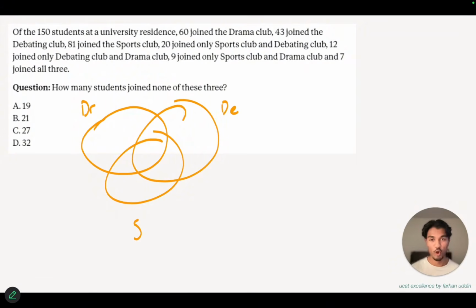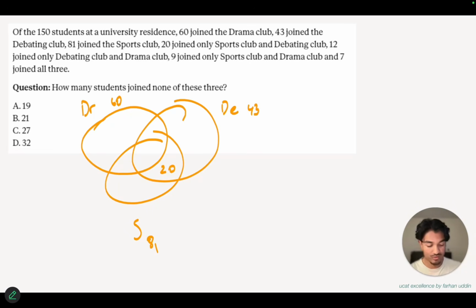Now, from an overlaps point of view, it looks like just understanding what's in front of us. So we've got 60 joined the drama club. So we're going to put a 60 on the outside, 43 the debating, and then 81 the sports club. 20 joined only the sports club and the debating club. So we're going to put the number 20 here.